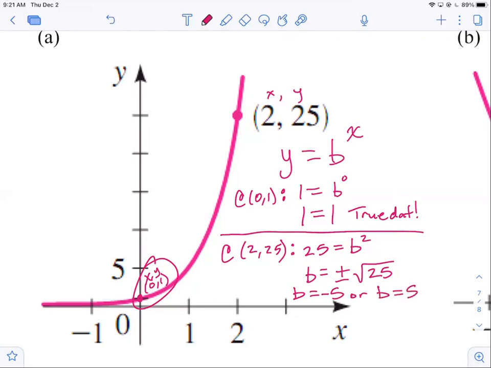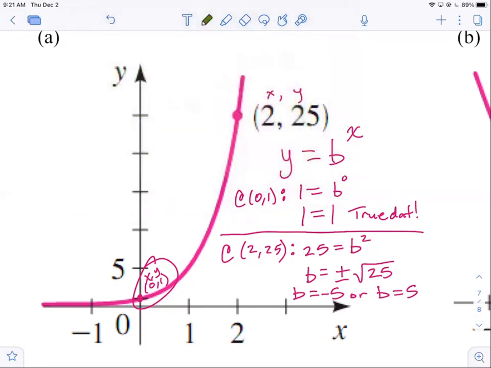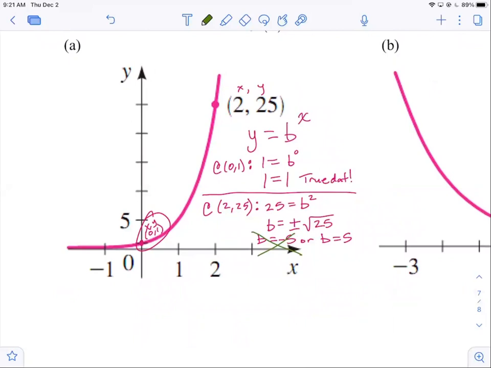Do both of those values work, though, in the context of this problem? No, why not? Can we have a negative base on an exponential? No. The base has to be strictly between 0 and 1 to be decay, or strictly greater than 1 to be growth. You can't have a negative base. So we considered it, and then we purposely tossed it aside. So b equals 5, okay?